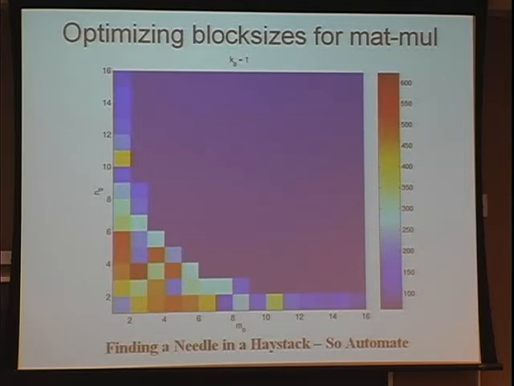I found it. That's the whole point of automatic performance tuning. This is going to be a different picture for every platform, and it's finding a needle in a haystack. It's a process we want to automate.